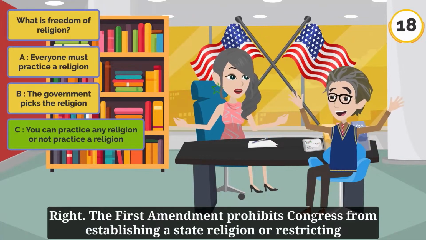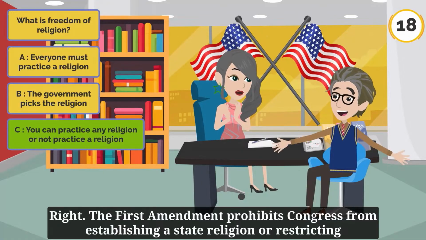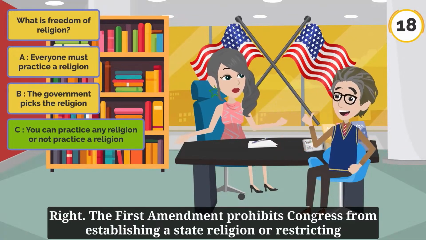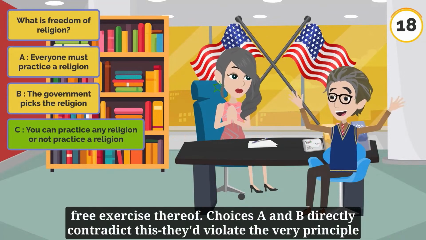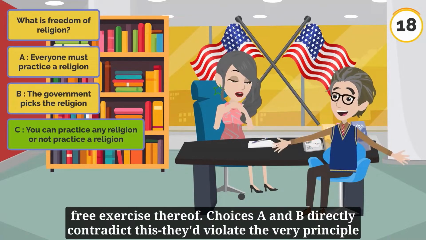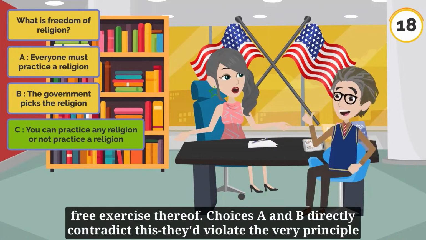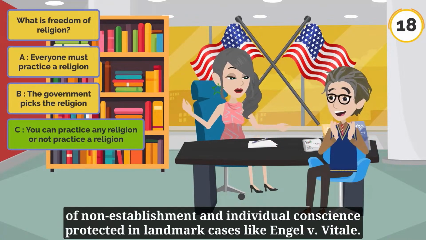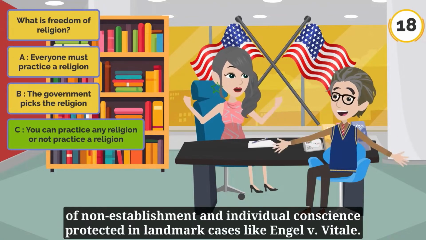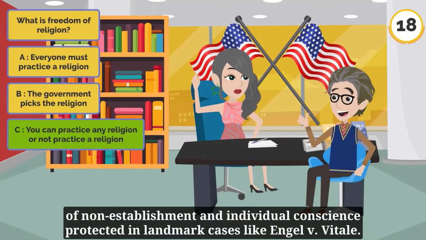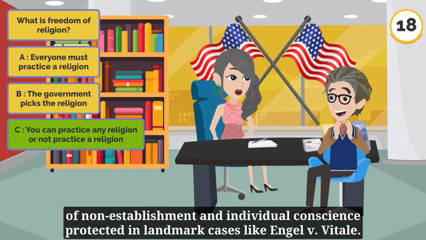Right. The First Amendment prohibits Congress from establishing a state religion or restricting free exercise thereof. Choices A and B directly contradict this. They'd violate the very principle of non-establishment and individual conscience protected in landmark cases like Engel versus Vitale.